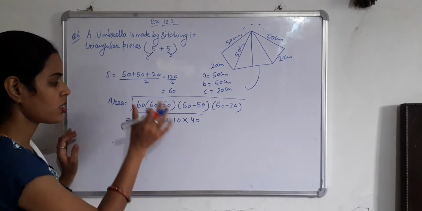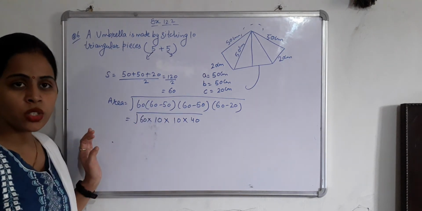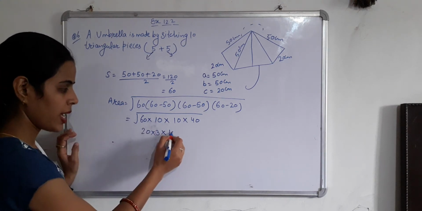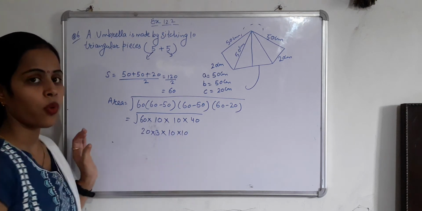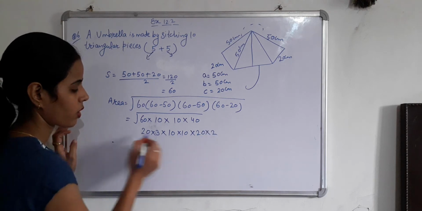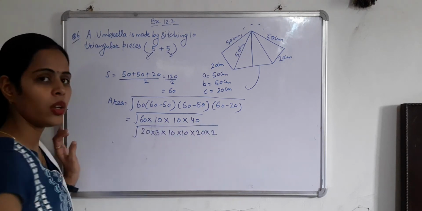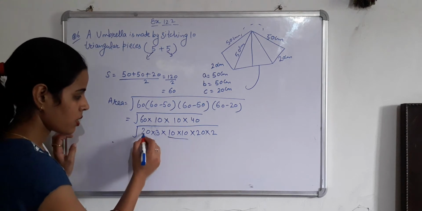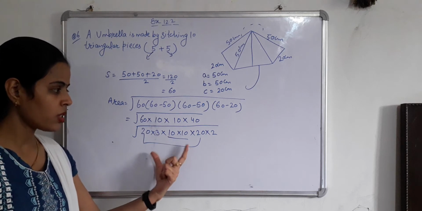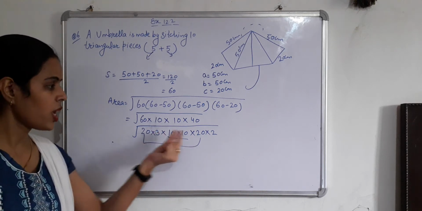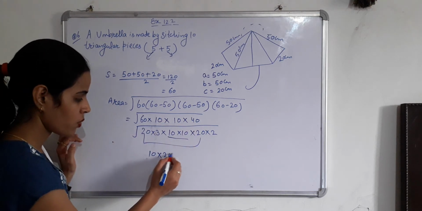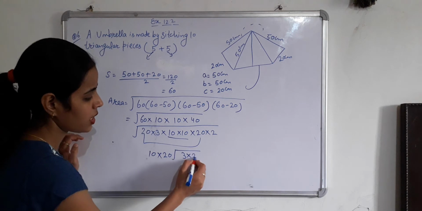Now make pairs of these terms. You can write 60 as 20 into 3, 10 as it is, this 10 as it is, and 40 as 20 into 2. All these terms lie in root. 10 is 2 times, and 20 is 2 times. So 10 and 20 make a pair, and these terms come out from the root. 3 and 2 are single, so 3 and 2 lie in root. 10 and 20 come out from the root, 3 and 2 lie in root.